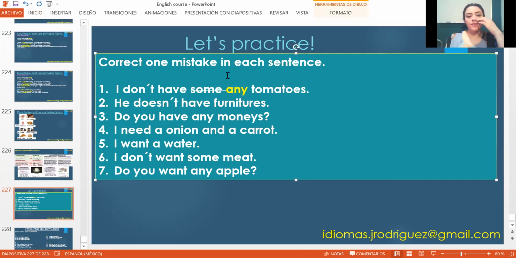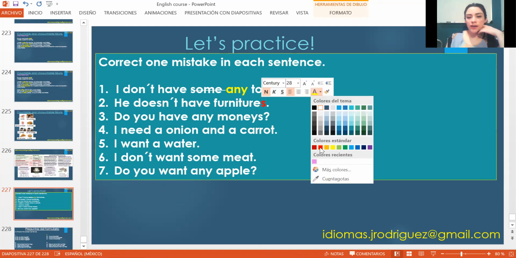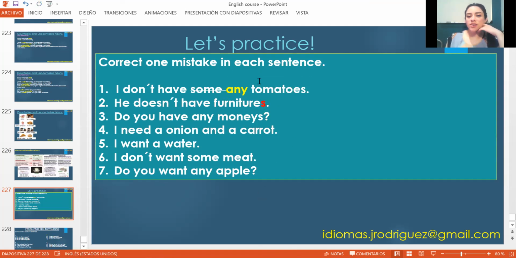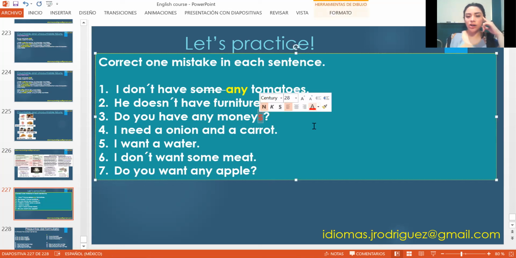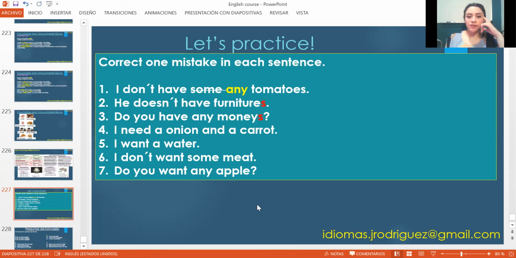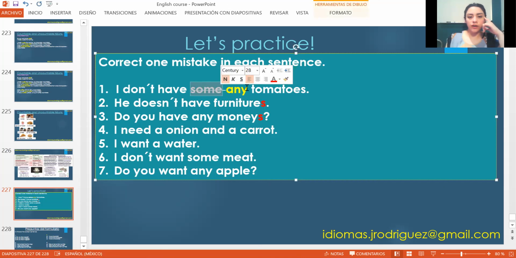Then, he doesn't have furniture. Furniture, the letter S. Okay, we cannot use letter S in plural because furniture is uncountable, right? Next, do you have any monies? Any monies? Same mistake, the letter S. Okay, do you have any money? That will be the correction. Let me put this in red.